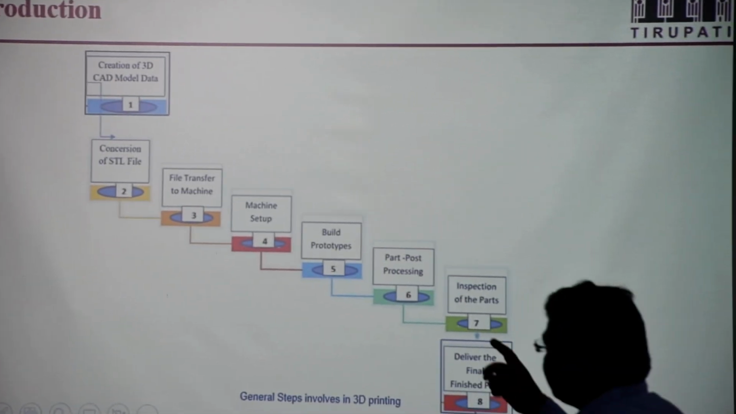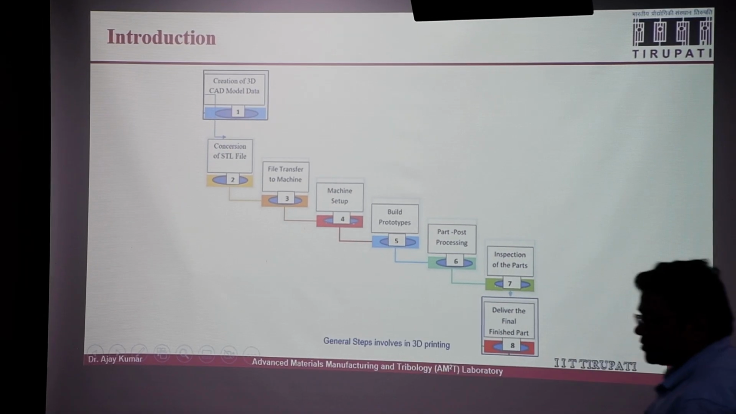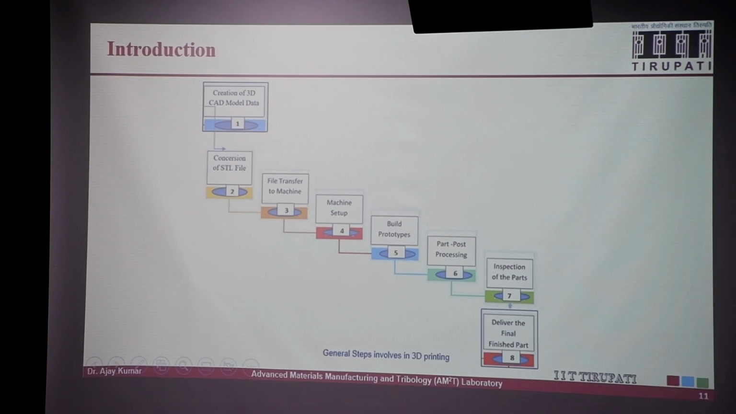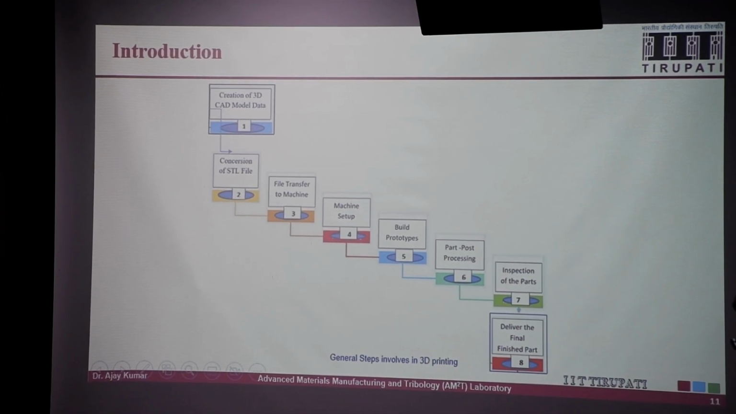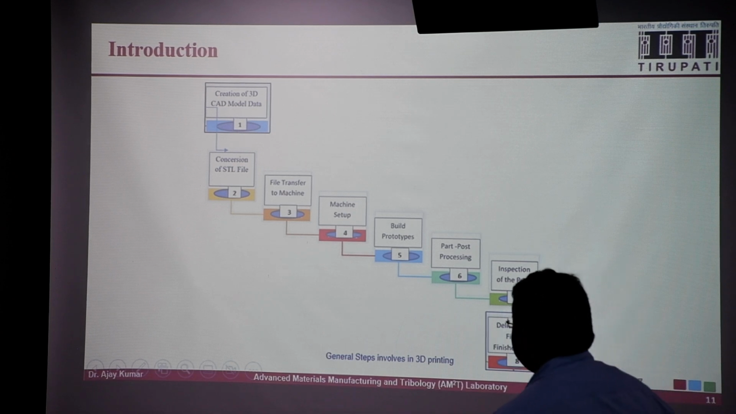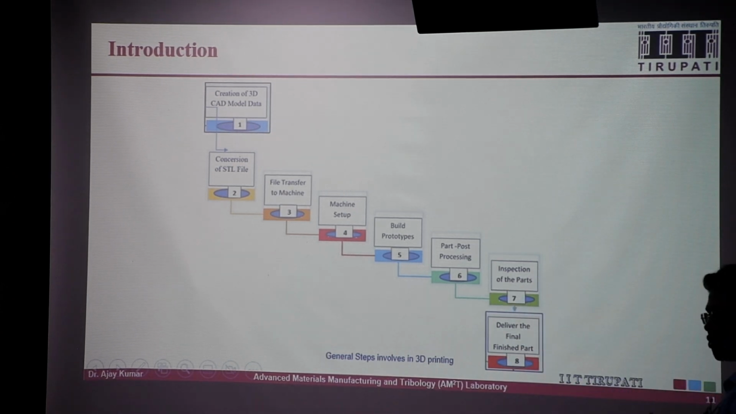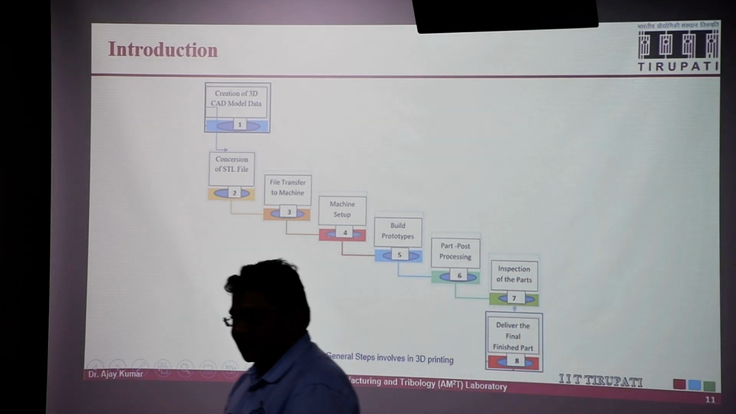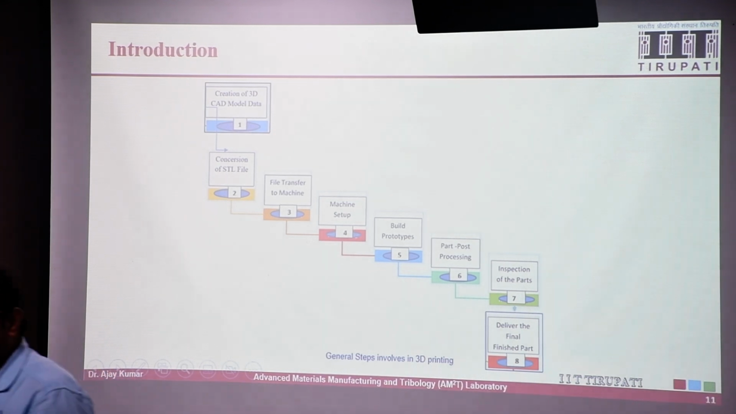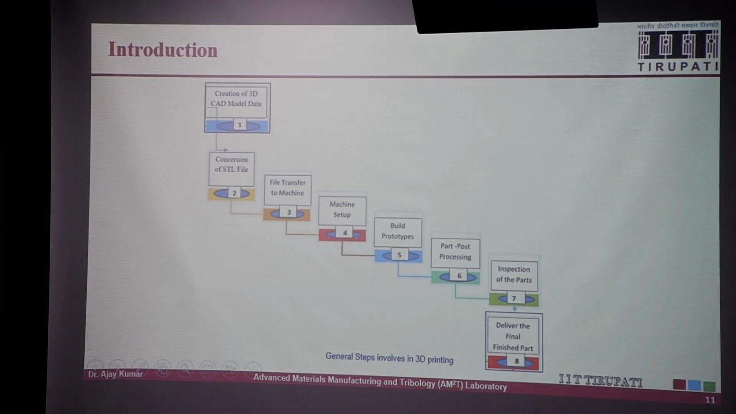So basically you have to start with the 3D CAD model data, right? We have that CAD model and then we convert it into the STL file, and that STL file we transfer to the machine, and then you have the prototype, and then you have the pre-post processing. So two things are there. One is before you start the processing, you have to do pre-processing, and once you complete the process, then you have the post-processing treatment on the material. That also we are going to see.